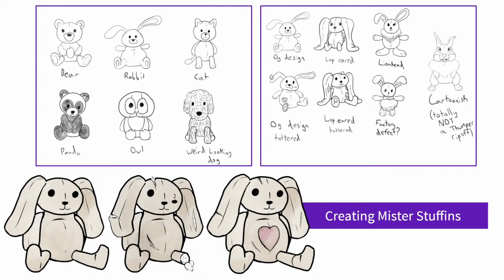So this is actually going to go through the design process of how I came up with Mr. Stuffins. So on the top right there, I basically sent Shay, hey, here's all these random stuffed animals I made, which one do you like the best? And she chose the rabbit. So I made a bunch of rabbit variations over here. She liked the leopard, and down here are the final designs for Mr. Stuffins.